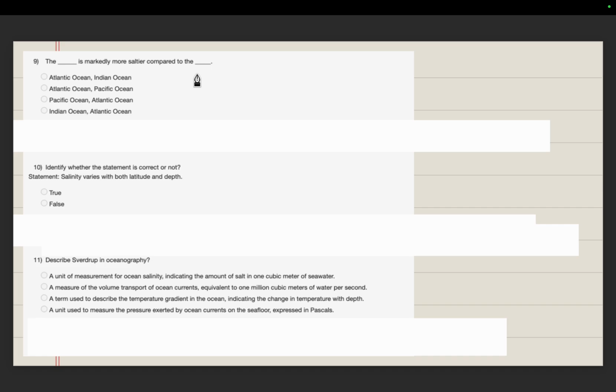They are giving 9B as the correct answer, but we need to just check. Pacific. Yes, but we need to discuss this. So the Atlantic Ocean is saltier than the Pacific Ocean. Now question 10. Identify whether this statement is true or false. Salinity varies with both latitude and depth. This is true.